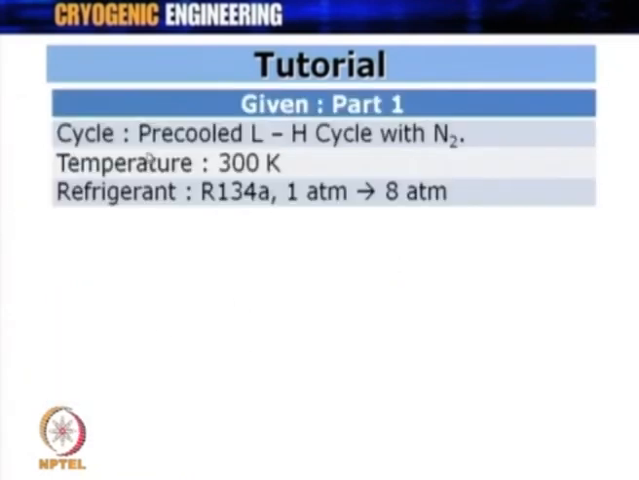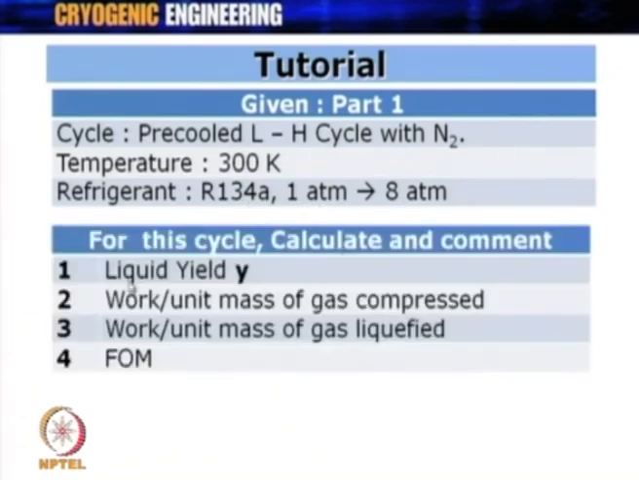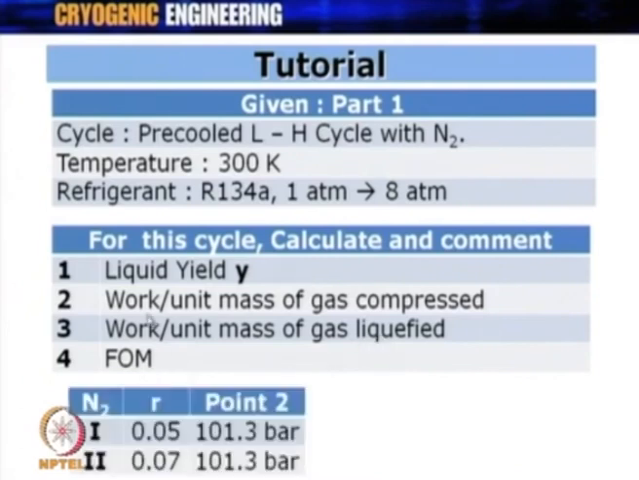What is given for part 1 is we want to solve the pre-cooled Linde-Hampson cycle with nitrogen as a working fluid. The temperature of compression is 300 Kelvin. The refrigerant is R134A, where it is compressed from 1 atmosphere to 8 atmosphere. What we have to do is find out liquid yield Y, work per unit mass of gas compressed, work per unit mass of gas liquefied, and FOM.